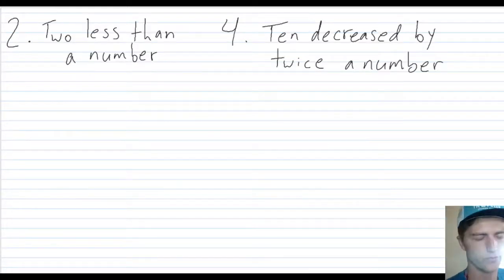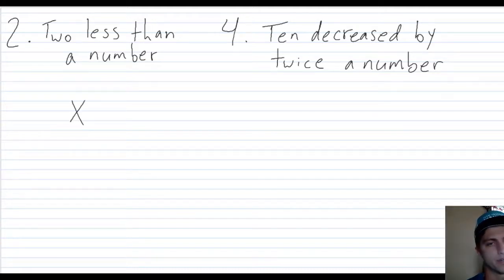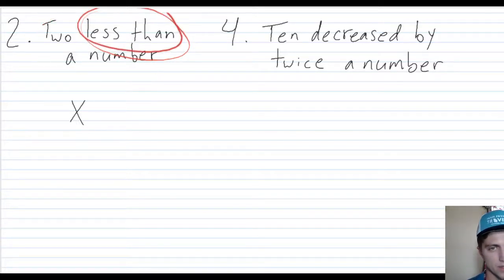For questions 1 through 4, we're turning our English sentences into math sentences. 2 less than a number. So whenever we see a number, we know that we have a variable, so let's go ahead and write that variable. And now 2 less than a number. So even though it's written first in English, this less than is what we're thinking about.